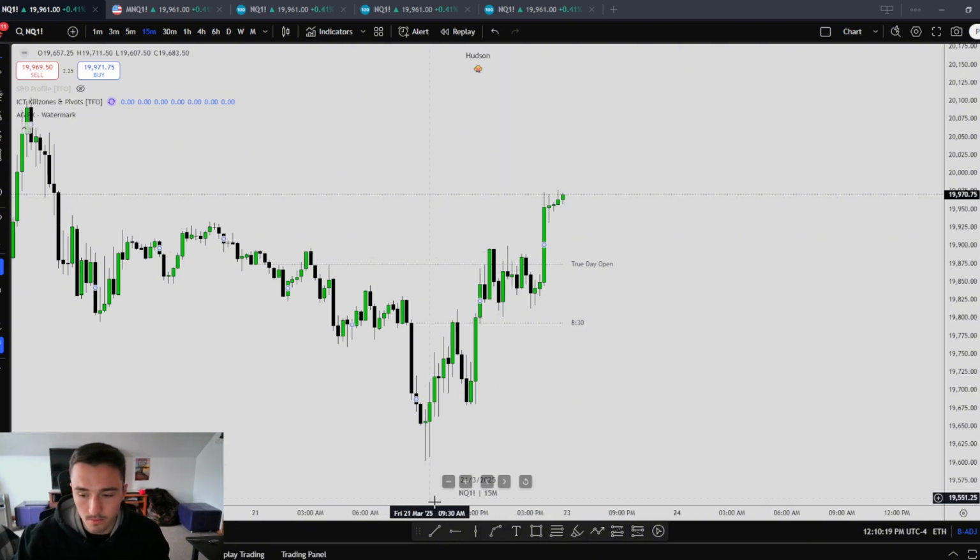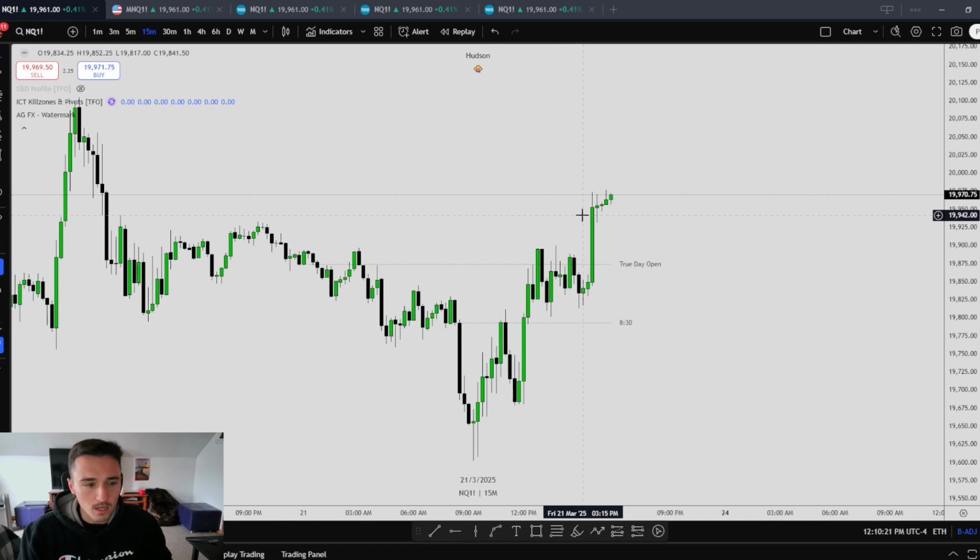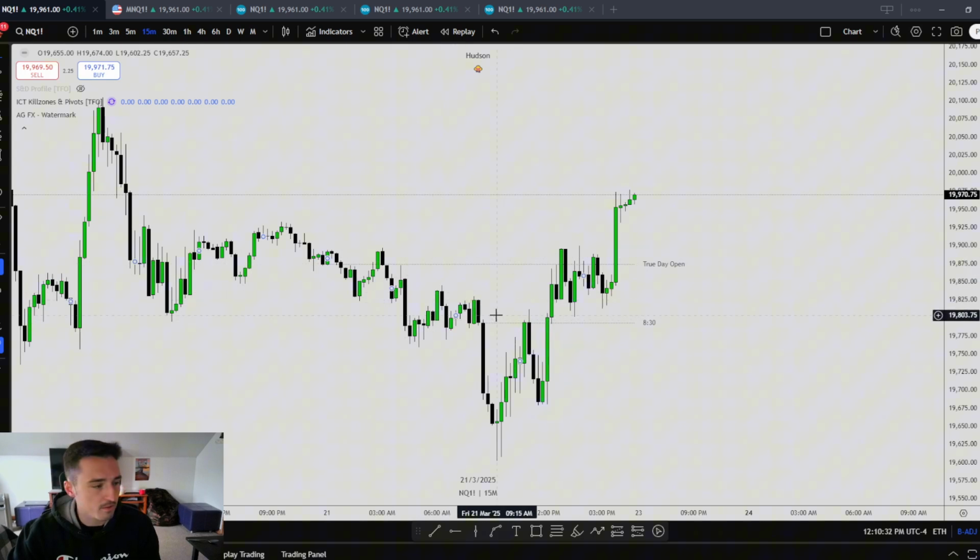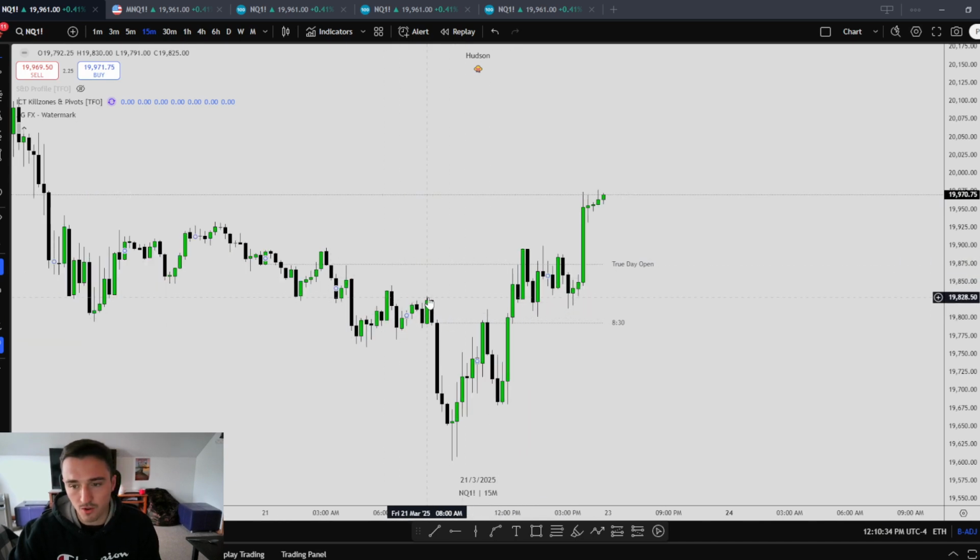Things you need for this are an obvious draw on liquidity, a fair value gap that broke a higher low, and a CISD, or obviously a sweep of an old high. Like, let's say right here this candle came up, swept this high, then we get a lower time frame CISD, right?